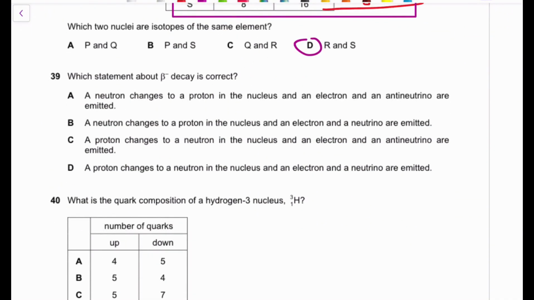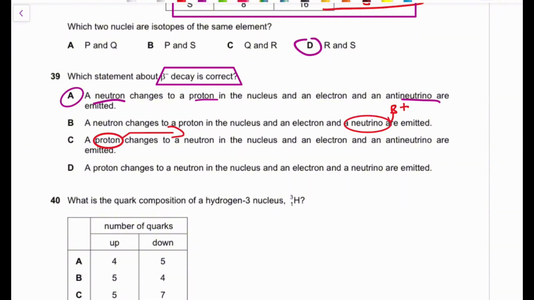Question 38. We remember beta negative decay, right? Beta negative decay is basically a neutron changes into a proton and an electron and anti-neutrino are emitted. So basically the answer is A. A neutron changes into a proton and an electron and a neutrino is emitted. A neutron is only emitted in beta plus decay, right? A proton changes to a neutron in the nucleus and an electron and anti-neutrino are emitted. A proton does not change into a neutron, that only happens in beta plus decay. So that's wrong. Again, a proton changing into a neutron is basically beta plus, right?